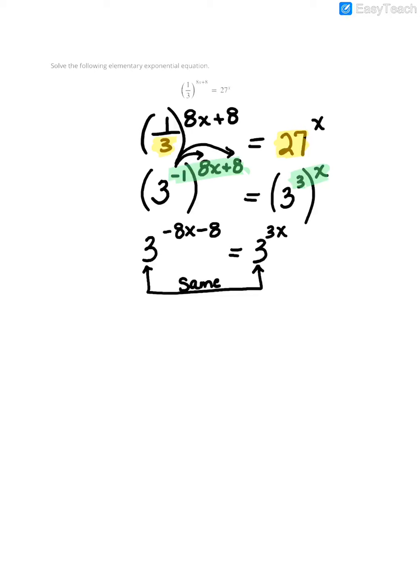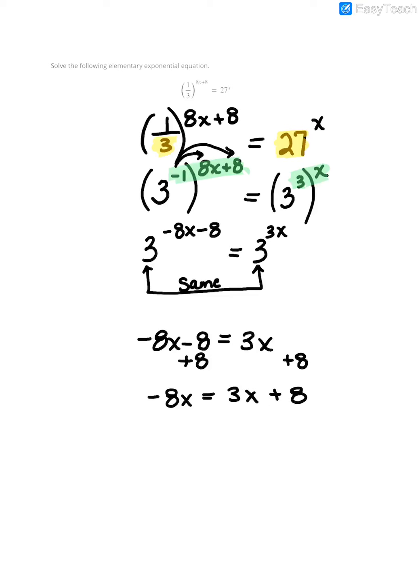And so once the bases are the same, then I can set the powers equal so that I can solve for my variable. So in this case, I'll go ahead and move the 8 over to the right-hand side. So -8x is equal to 3x plus 8. And then I'll move the 3x to the left-hand side. It really doesn't matter. If you wanted to get x on the right-hand side, you certainly could have.